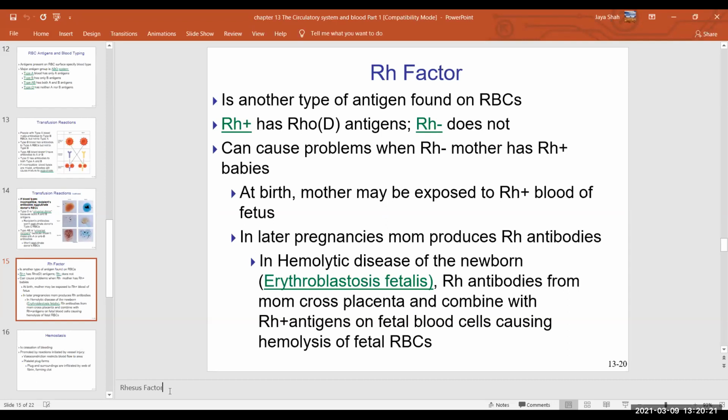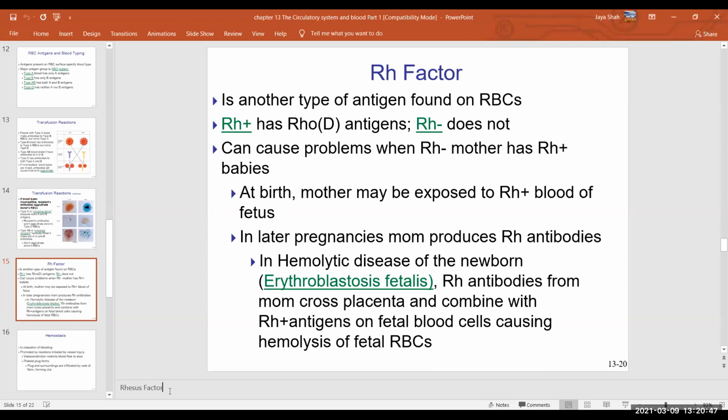So what are the conditions for erythroblastosis fetalis? The mother must be Rh negative. The man must be Rh positive. The first baby must be Rh positive. And it happens when the second baby is also Rh positive.